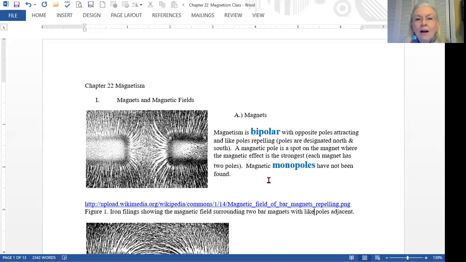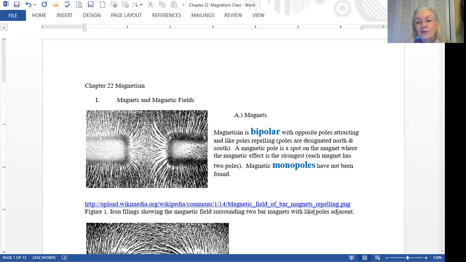And unlike electric charges, with electric charges, you can have an isolated electron or an isolated proton. With magnetic fields, you cannot have an isolated north magnetic pole or an isolated south magnetic pole.